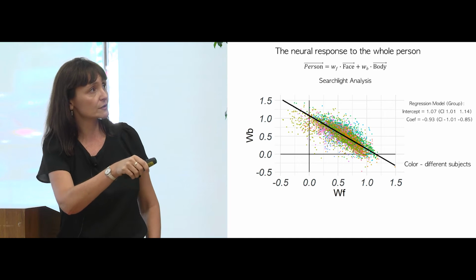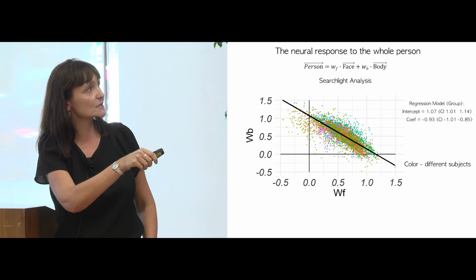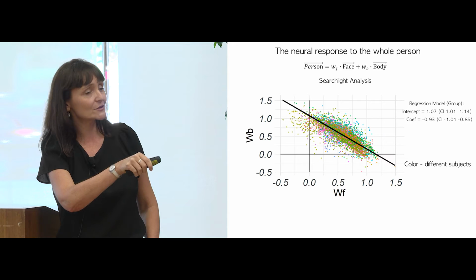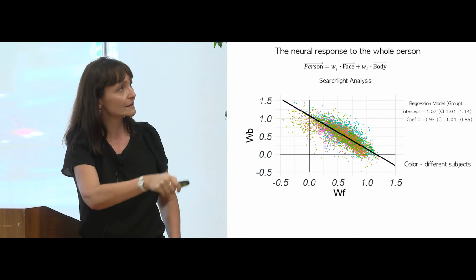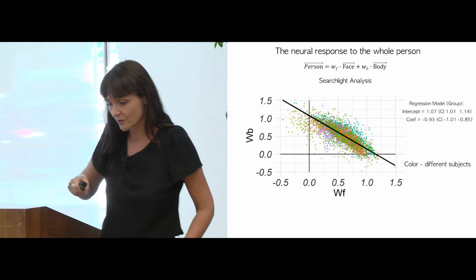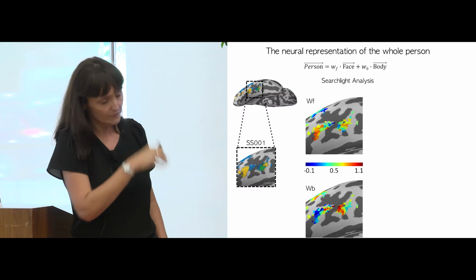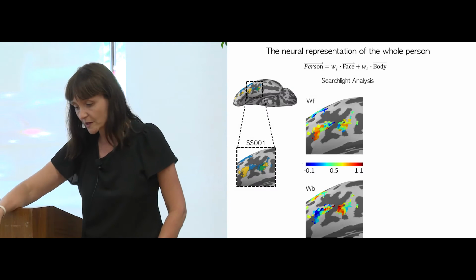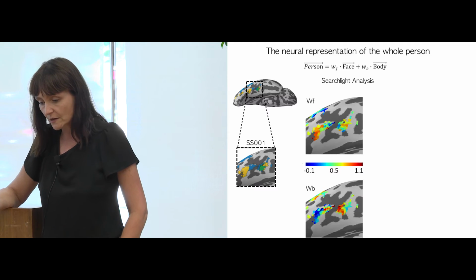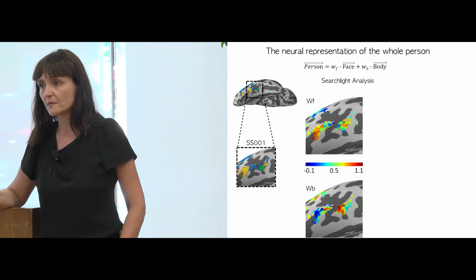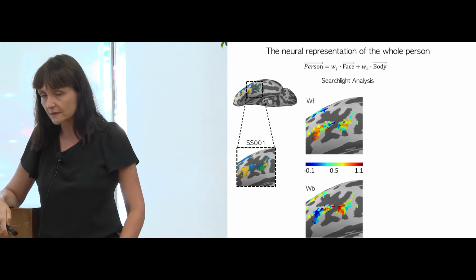And when we try to run a regression model, we actually find that the intercept is 1. The coefficient is minus 93. It's really on the regression line that corresponds to the weighted mean. So the last thing I'm going to show you about this data is the question of to what extent these weights can be predicted if we measure the face selectivity and the body selectivity.